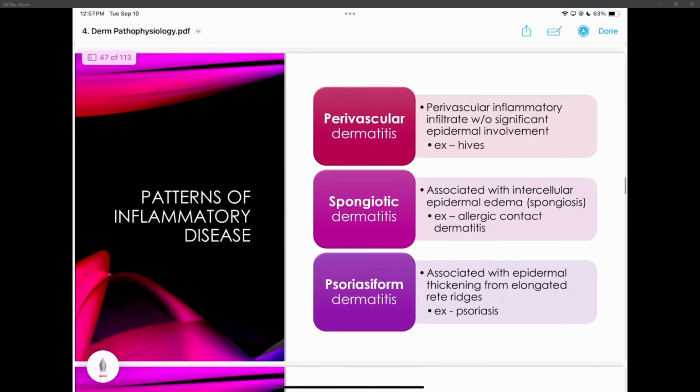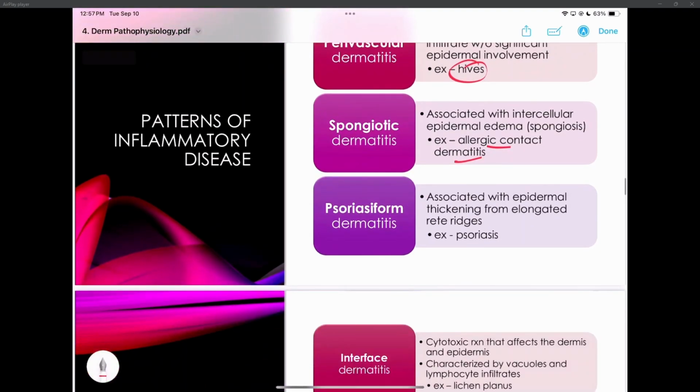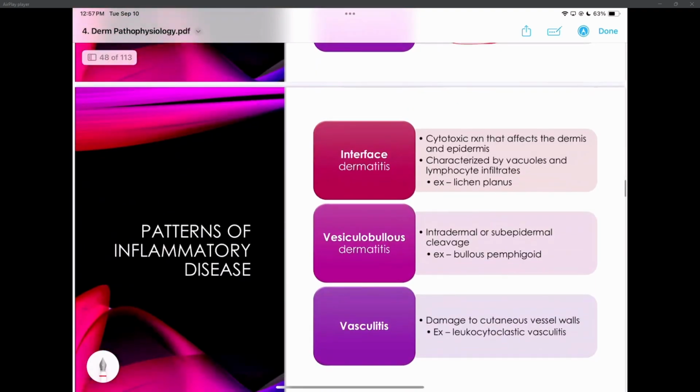So we have perivascular dermatitis. An example of that is hives. We're going to go through this all in detail. Don't worry about it right now. We're going to go through spongiotic dermatitis, and this is an example of allergic contact dermatitis. We have psoriasiform dermatitis, and this is your psoriasis. We have interface dermatitis, and this is lichen planus. Vesiculobullous is your bullous pemphigoid, and vasculitis is leukocytoclastic vasculitis.